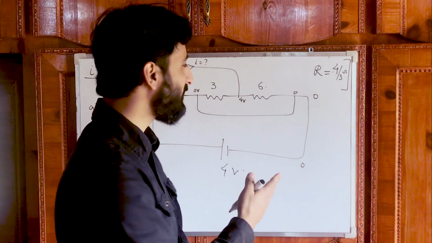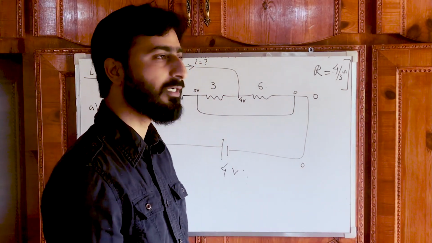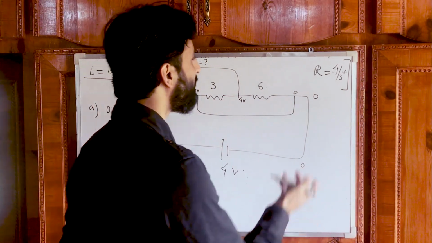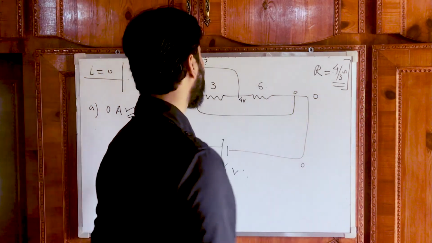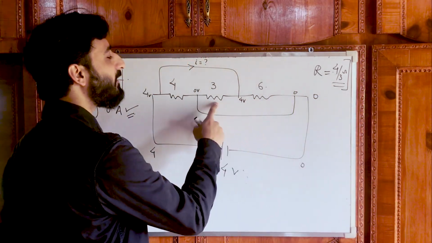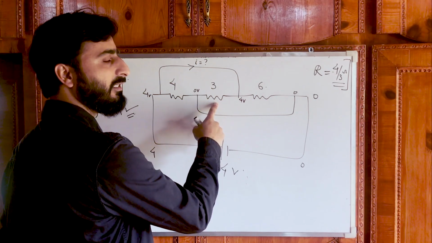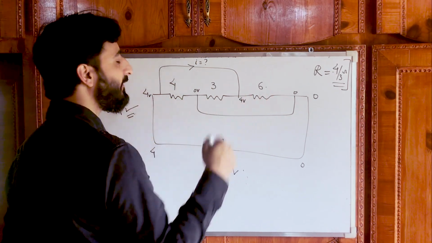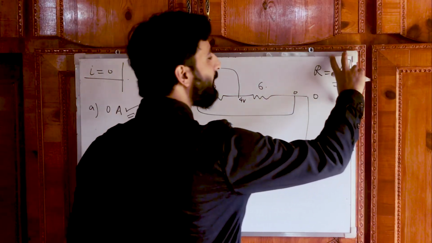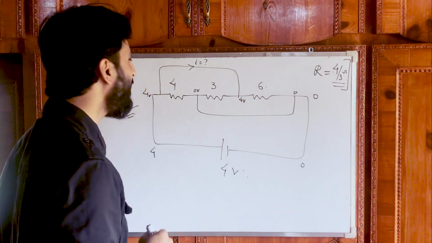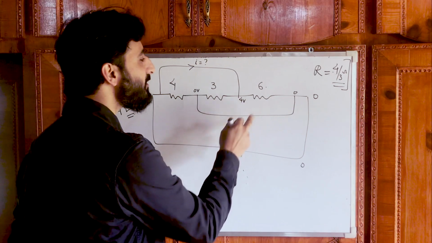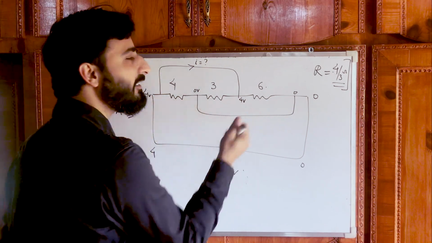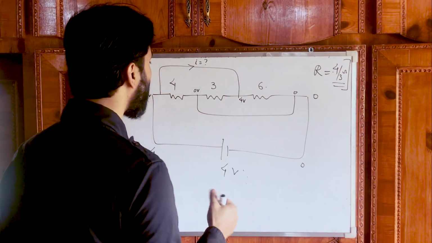You can also try that 1 by R net equal to 1 by R1 plus 1 by R2 plus 1 by R3. You will get this value easily. Actually 6 parallel 3, that's 6 by 3, that is 2. And 4 parallel 2 is 4 by 3. This is the net value of the resistance of the circuit. And these 3 resistances physically seem to be in series, but actually they are not in series. They are in parallel.